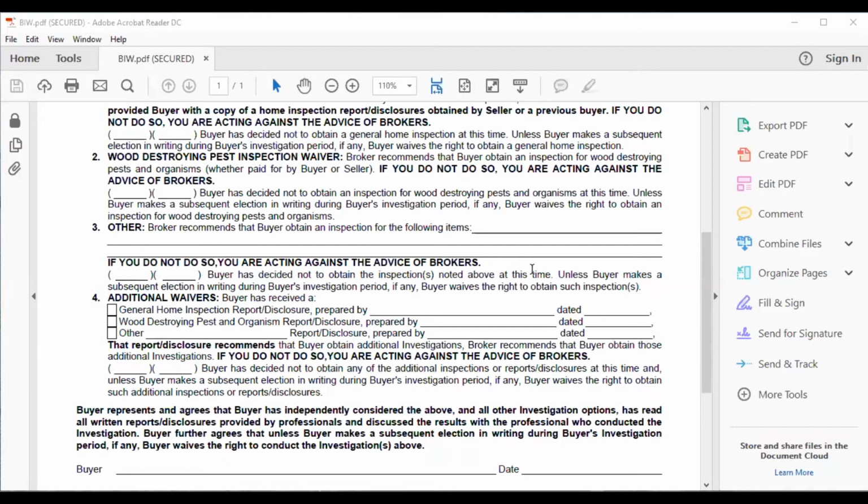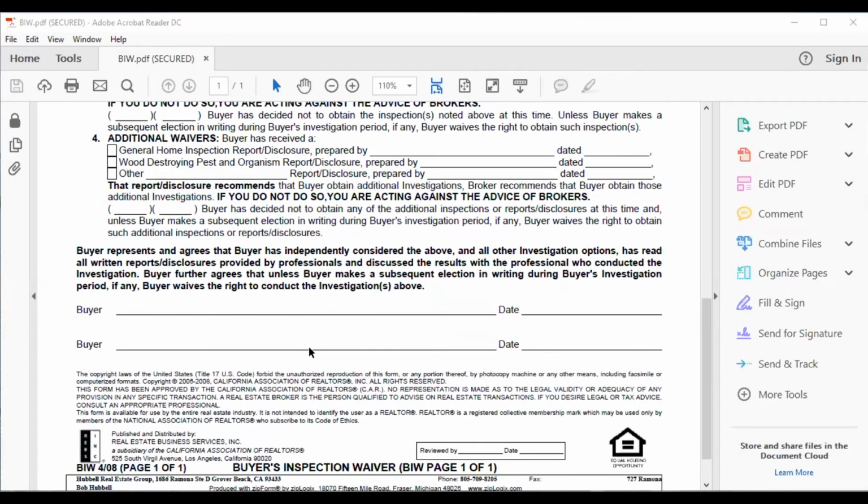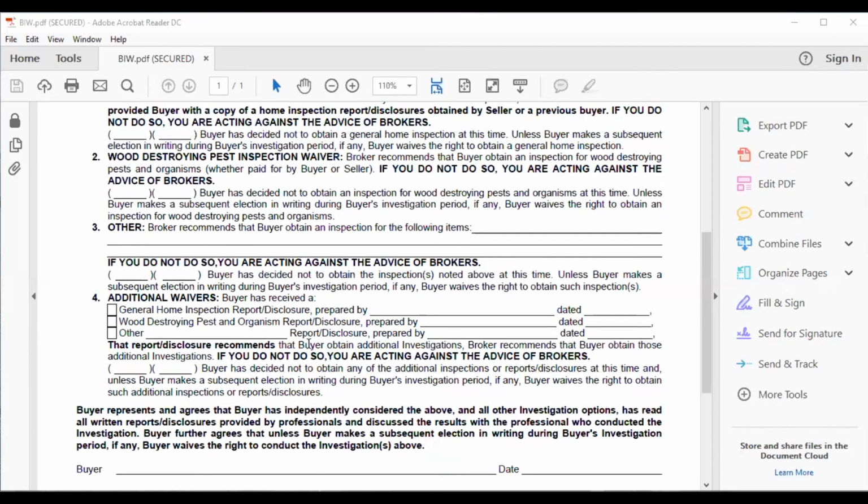If they choose not to get any additional inspections, then they're going to go ahead and mark box 4. They're going to initial it, and you will have already prepared whichever disclosure they had already had, whether it was the home inspection, pest inspection, roof inspection, whatever it might have been. And then you're going to go ahead and have them sign down below. This is your buyer's inspection waiver.